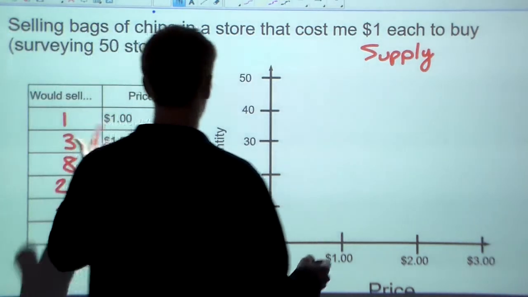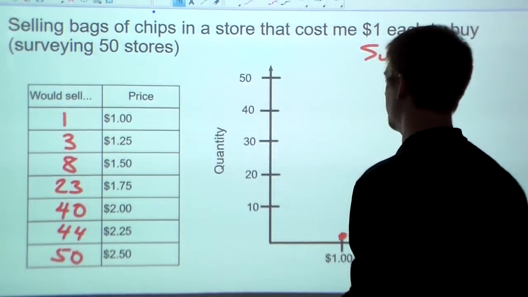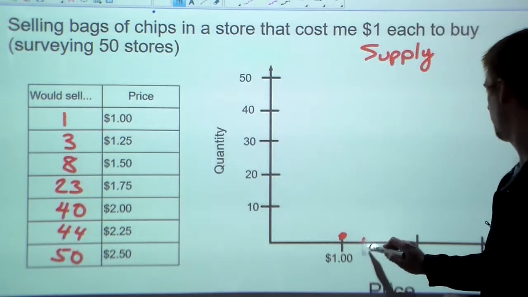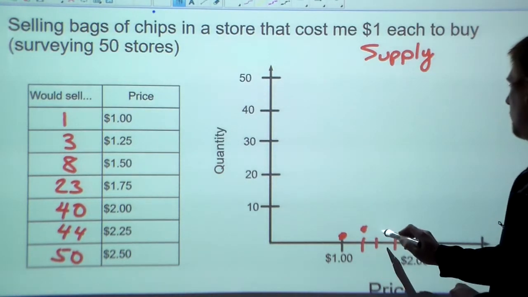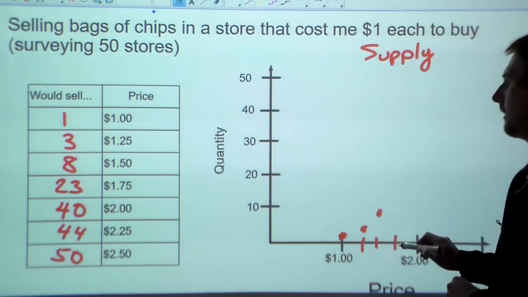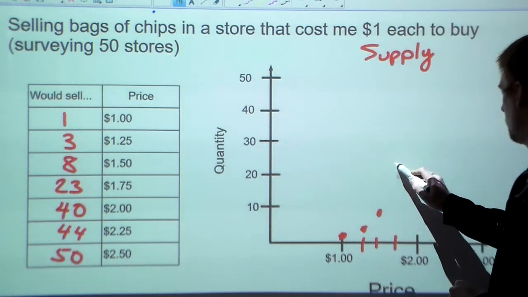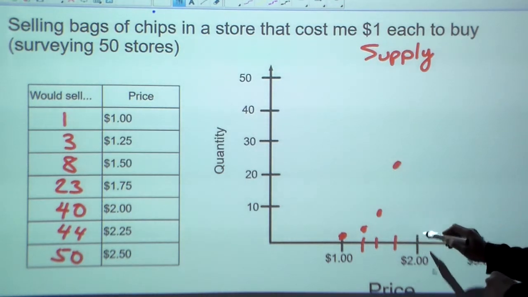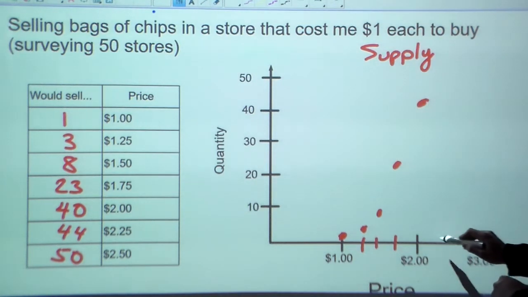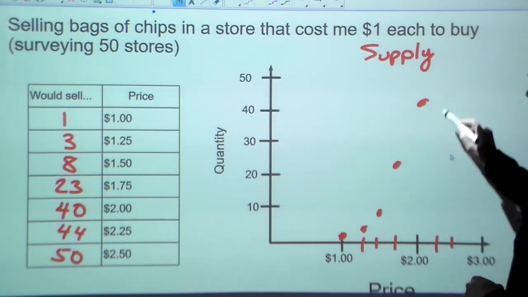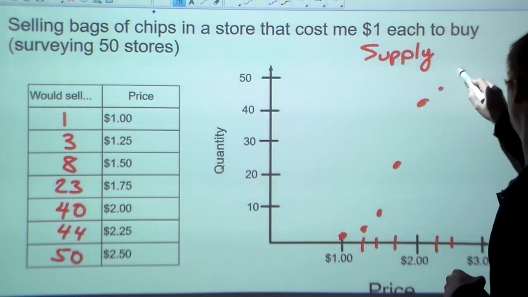All right, so $1, we only had 1 store willing to sell for $1. $1.25, let's put some tick marks in there. $1, right, 3 people, 3 stores. $1.50 was up to 8. $1.75 is up to 23. Kind of rose pretty steep right there. $2 up to 40. And then it kind of leveled out. $2.25 and $2.50, at 44 and 50.